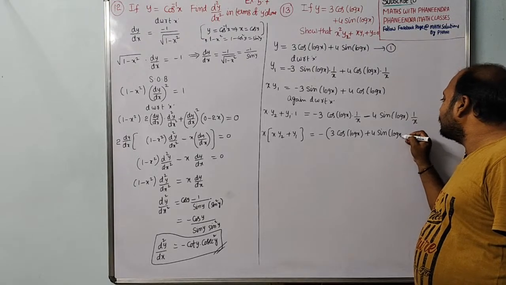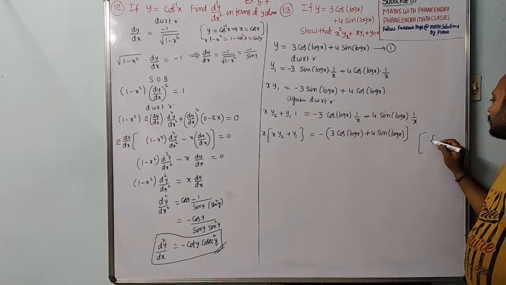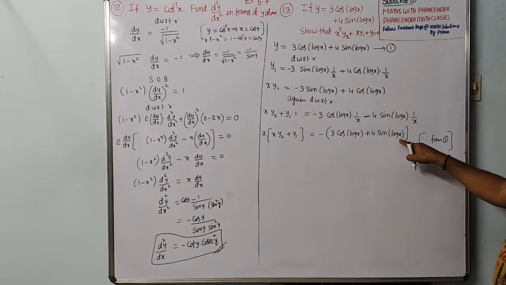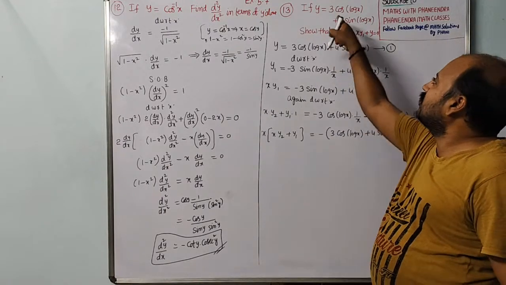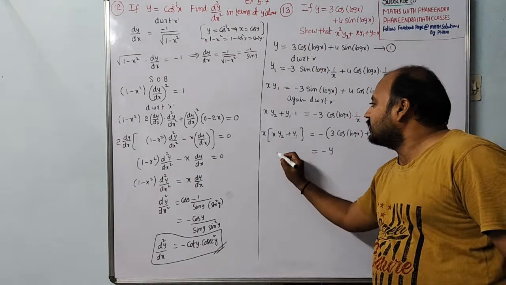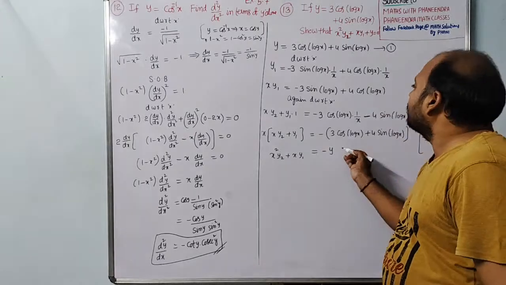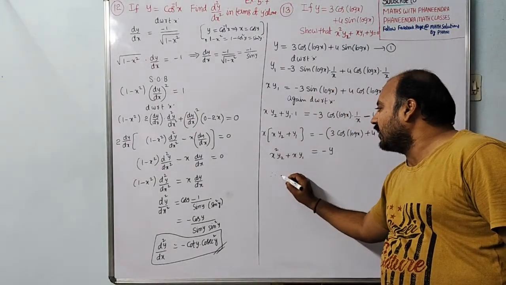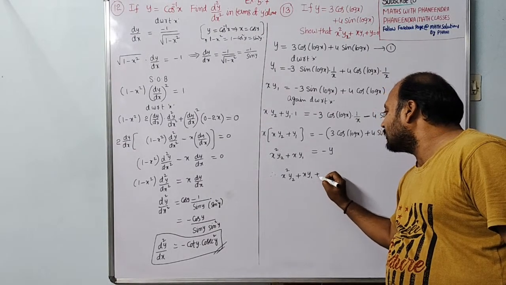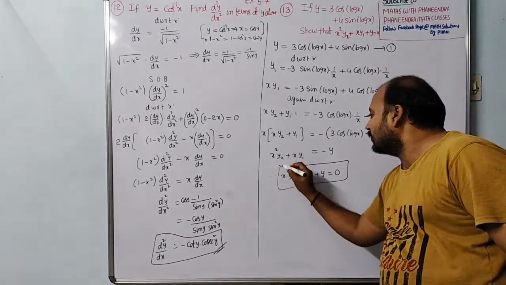Are you able to understand, students? From equation 1, 3 cos of log x plus 4 sin of log x value is equal to y from this. So which is equal to minus y. x into x is x square y2 plus x y1. So that minus y also bring this side. You will get x square y2 plus x y1 plus y is equal to 0. Hence proved.